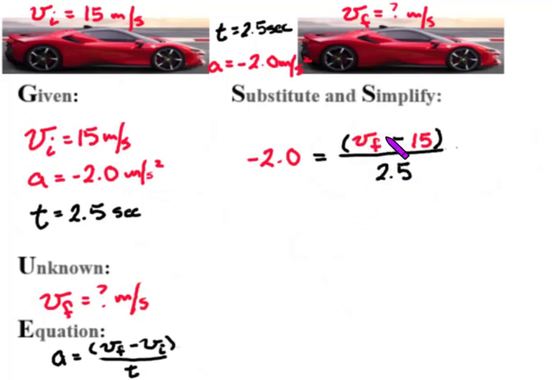So I want to get velocity final all by itself on either the right or the left hand side of the equal sign. In order to do that, I'm going to multiply this side by 2.5. And the reason I do that is I want to cancel the 2.5 out of the denominator. But whatever I do to the right, I have to do to the left. And so, when I put that in my handy-dandy calculator, I get negative 5 equals velocity final minus 15.